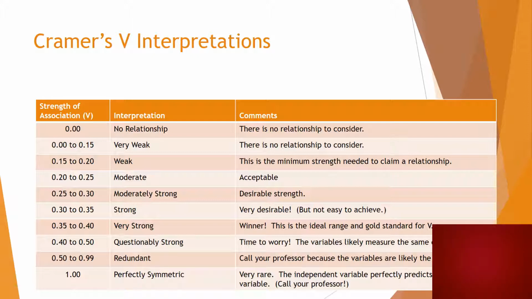So for example, let's say that we had a V value of somewhere between 0.35 and 0.40. Let's say we had a 0.37 V value. If you look there on the table, you see that there's a range between 0.35 and 0.40. So 0.37 would fall in that range. We would interpret that V value as being a very strong relationship. And you can see the comments there. It says, winner, this is the ideal range and the gold standard for V, meaning that it's a very strong relationship between those variables that are being analyzed.